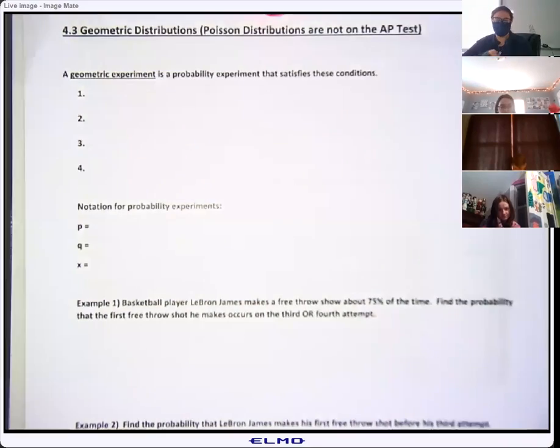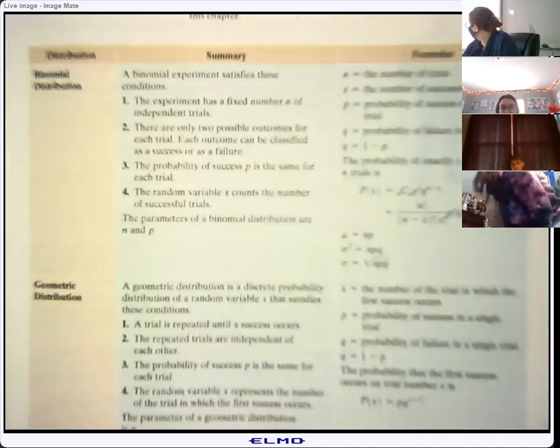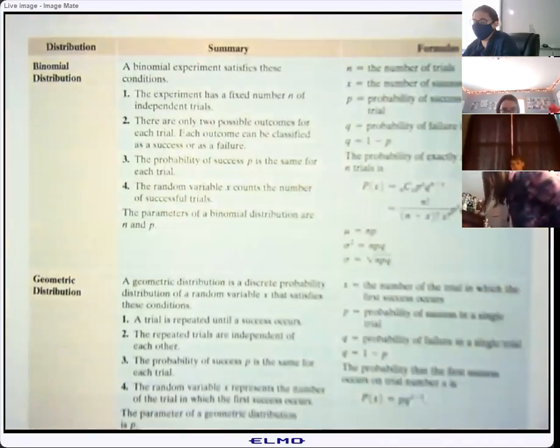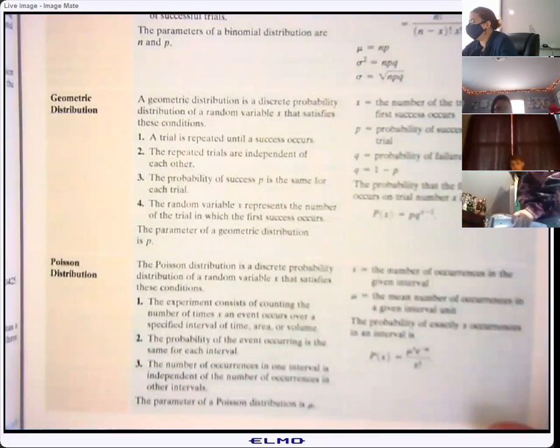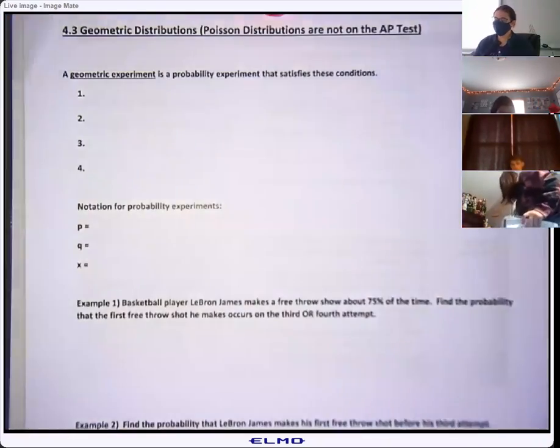So you'll notice that in the 4.3 section, in the book, on the back side of this, I copied down the difference between a binomial and a geometric, right? On the back of your note sheet. But see how in the book there's also a Poisson down there, but you don't need to know it. So I left it off.